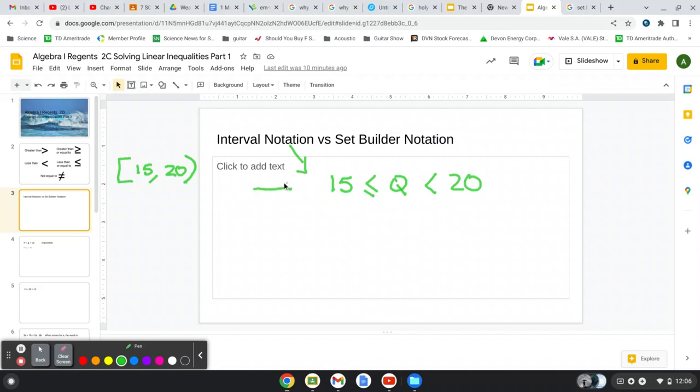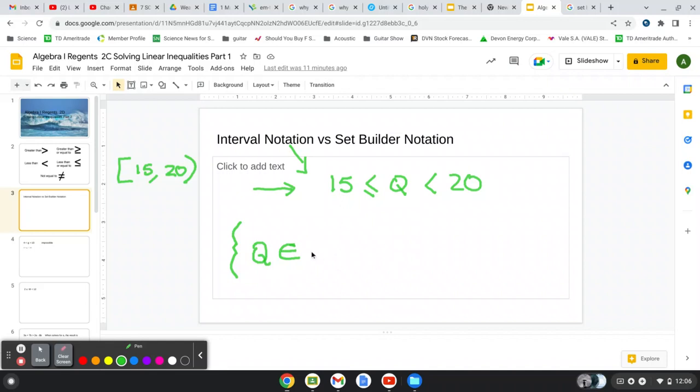Now, for set builder, we're going to do this. Set builder usually works like this. We have a brace saying we're beginning our set. What are the numbers in this set? We want to define the set before we show the numbers. So we're going to say Q, because we're using Q, is an element of something. And we use that Greek letter epsilon. It's an element of whatever you want that set to be.